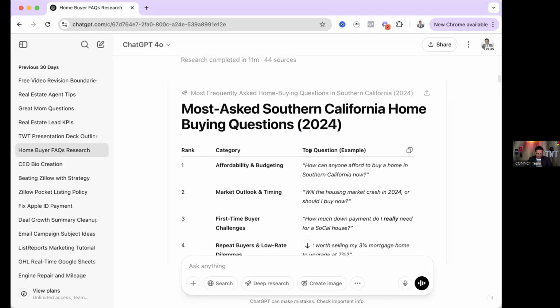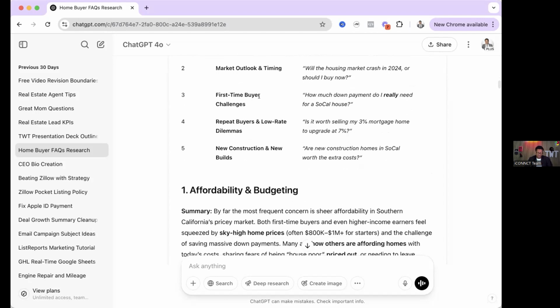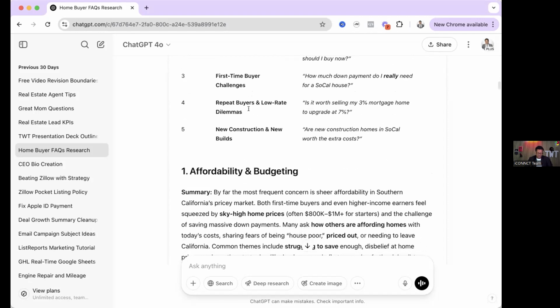But yeah, as I continue scrolling, you're going to see all the questions that people are asking around affordability. And then as I come back up here, market outlook and timing. So will the housing market crash in 2024, or should I buy now? Like basically, when is the best time to buy a home? That's a great question to answer. First time home buyer challenge. How much down payment do I really need for a SoCal house?